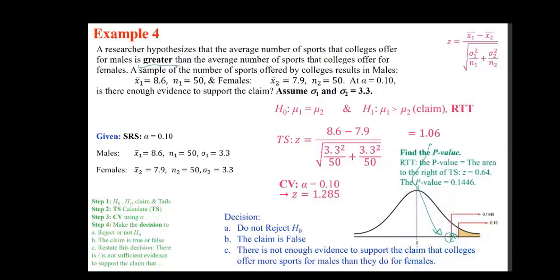Finding the p-value is the area to the right of the test statistic. Z equals 1.06, and it's 0.1446, which is way larger than the choice of alpha, which is 0.1. Therefore, we get to the same decision, which is do not reject H0.